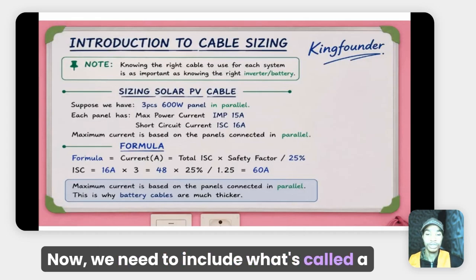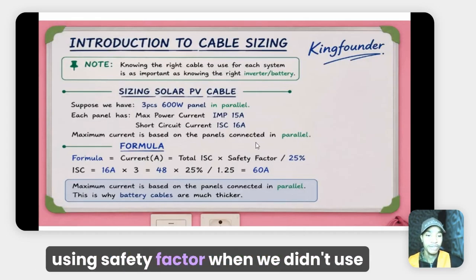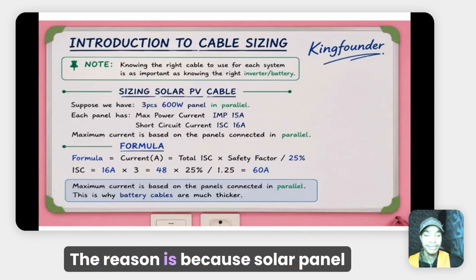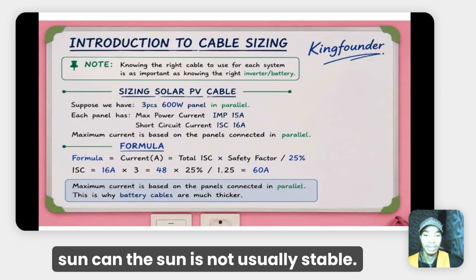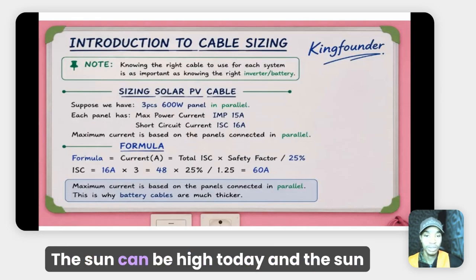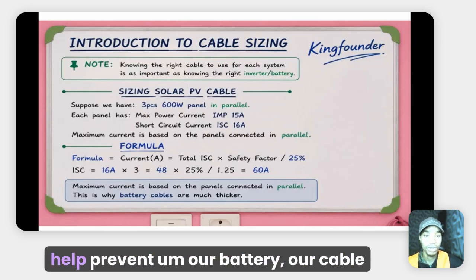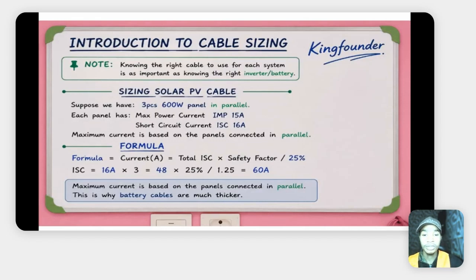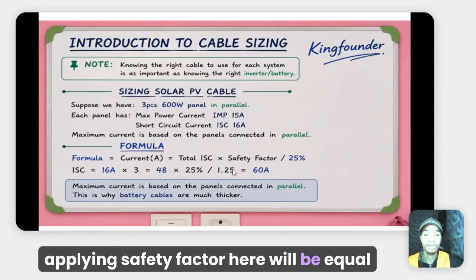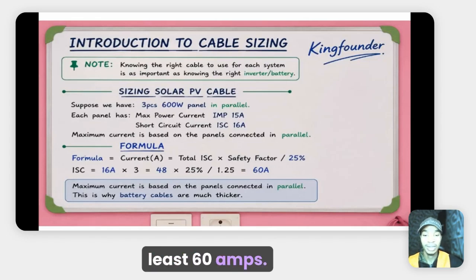Now we need to include what is called a safety factor. And you might be wondering, why are we using a safety factor when we didn't use that for the inverter? The reason is because solar panels generate energy from the sun, and the sun is not usually stable. The sun can be high today and the sun can be low next period. So we need to include a safety factor to help prevent our cable from getting burnt or damaged. So applying the safety factor here will be equal to 60 amps. So we need a cable that can carry at least 60 amps.